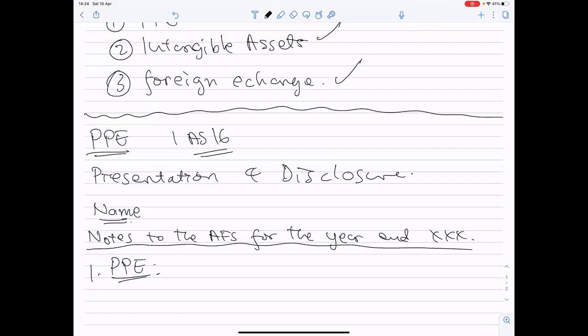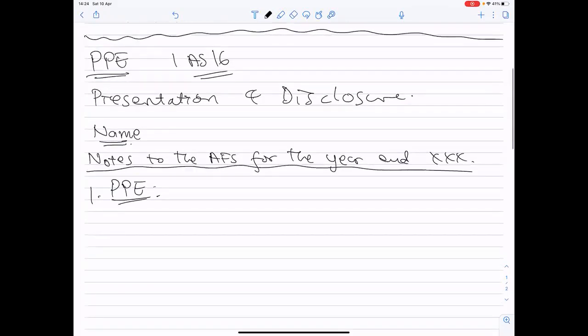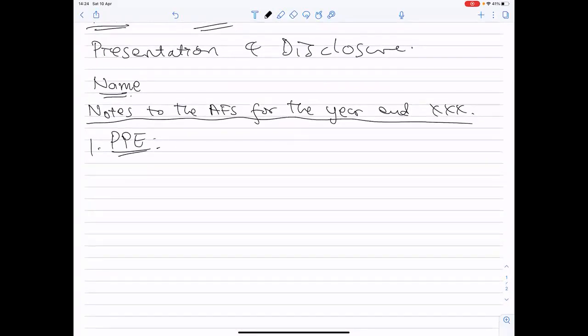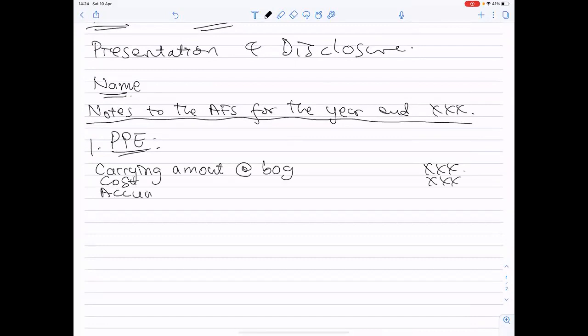And how is the template for the property, plant, and equipment like? So PPE, first you have your carrying amount at beginning of year. When you write it, you write beginning of year in full. I mean, I'm the only one who is allowed, I'm not writing any exam. Then you have your cost and your accumulated depreciation.